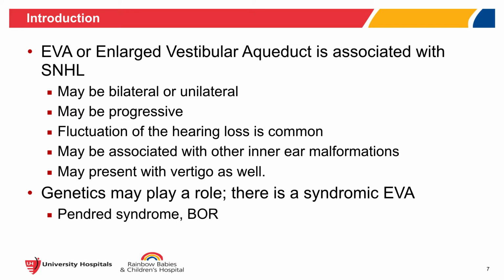Patients can also present with vertigo, although usually the presentation is with hearing loss, although a good history might elucidate vertigo or balance symptoms as well. Genetics plays a role. There is a specific syndromic EVA component, most commonly Pendred syndrome and branchio-otorenal syndrome, but other syndromes have been associated with EVA-related hearing loss.